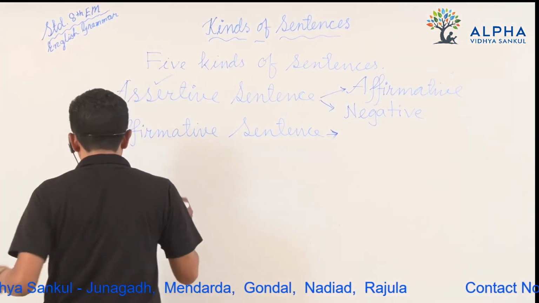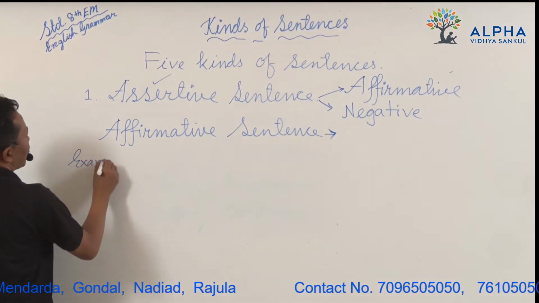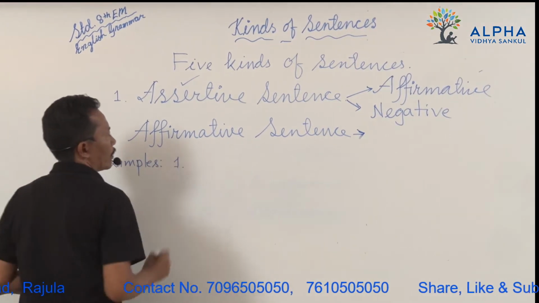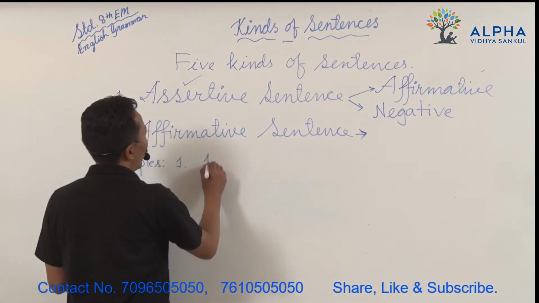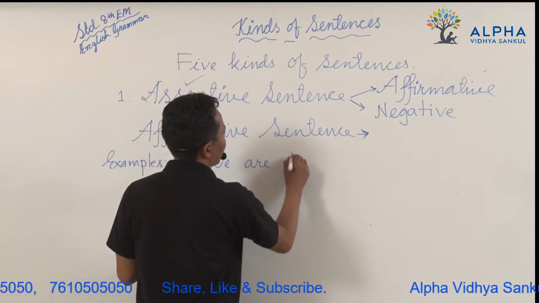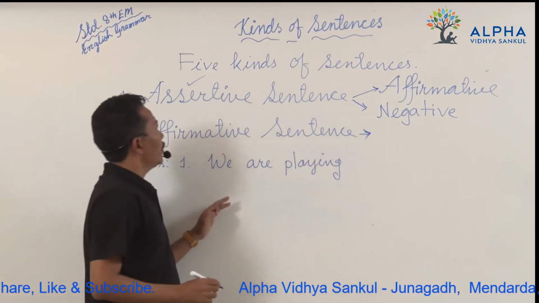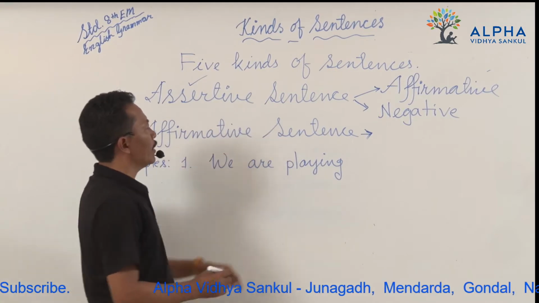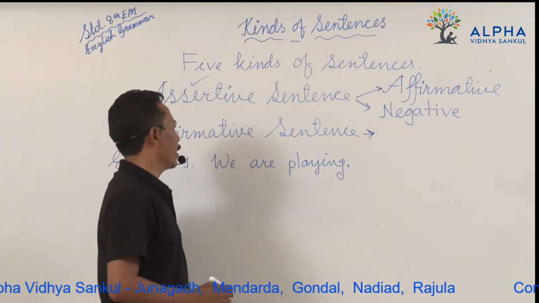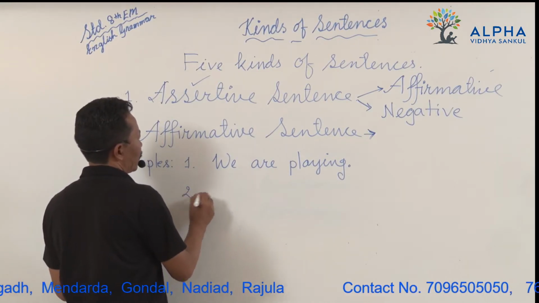So, let me give you an example. Example number 1. We are playing. And for this assertive sentence, at the end of the sentence there will be a full stop. This is compulsory.